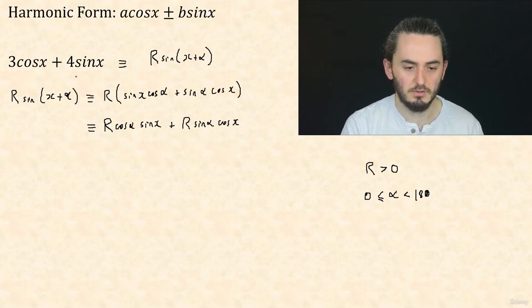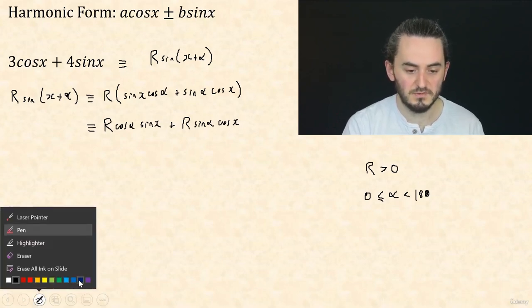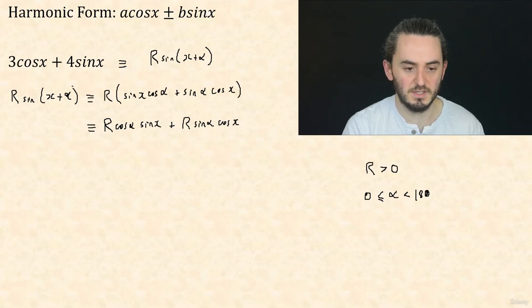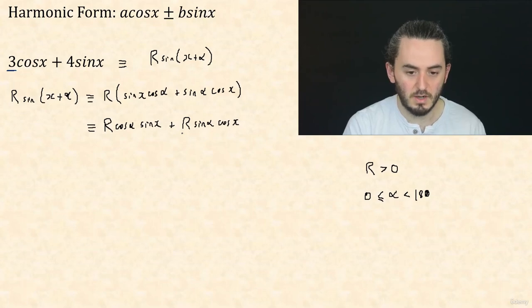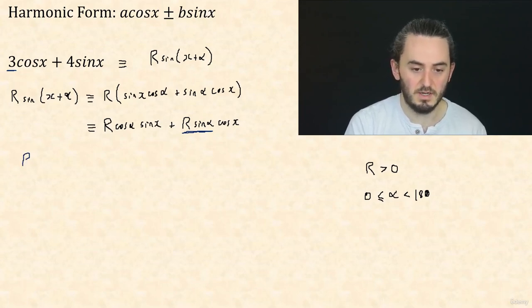And if they're identical, it means I need exactly the same amount of sine x's on both sides and exactly the same amount of cos x's on both sides. So let's first look at how many cos x's I've got on each side. Well, on the left-hand side, I've got 3, and on the right-hand side, I've got r sine alpha of them. Okay, I've got r sine alpha cos x's here, and I've got 3 cos x's here. And that means that r sine alpha must equal 3.